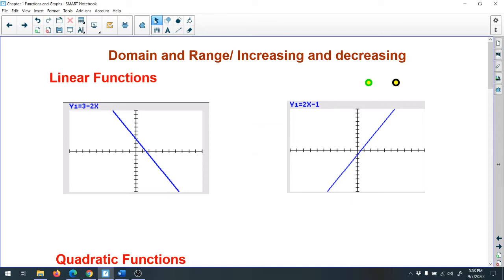Domain and range, increasing and decreasing. We have a linear function, 3 minus 2x. And you see this is the line that represents this function, 3 minus 2x.